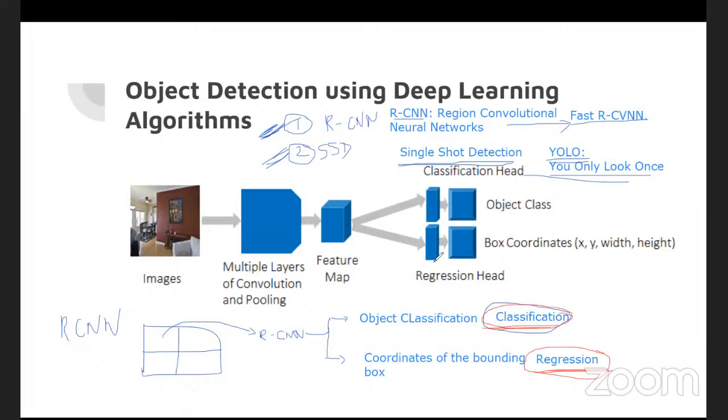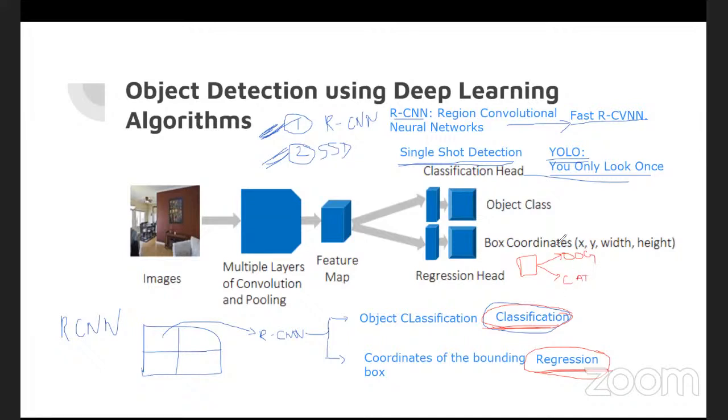Let me tell you what classification means. Classification basically means that if I give an input to my model and ask whether this is an image of a cat or a dog, then the model will classify this image into one of two things, that is, dog or cat.